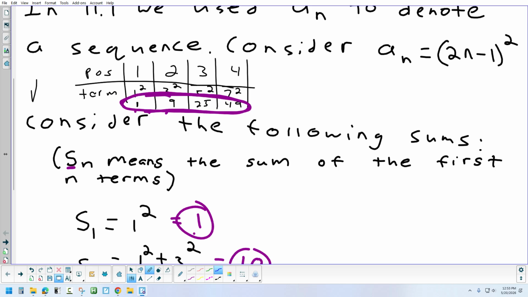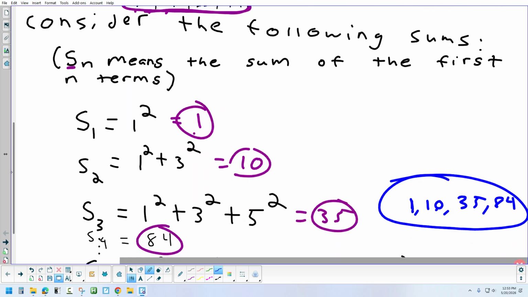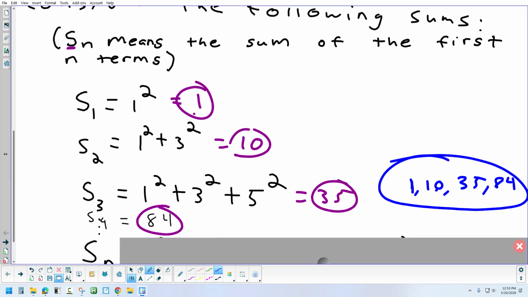What if we want to do that for the first 400 terms? We don't want to have to find all 400 and then add them up by hand. So we're going to try to find some patterns with those sequences, the sequences of partial sums.